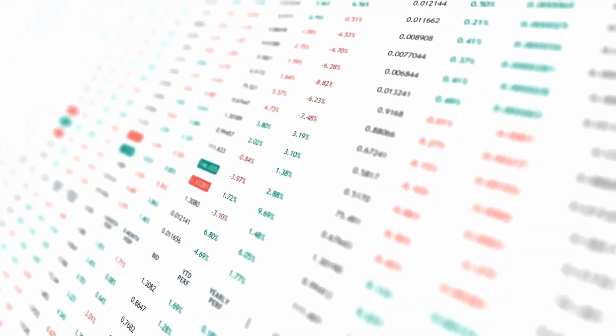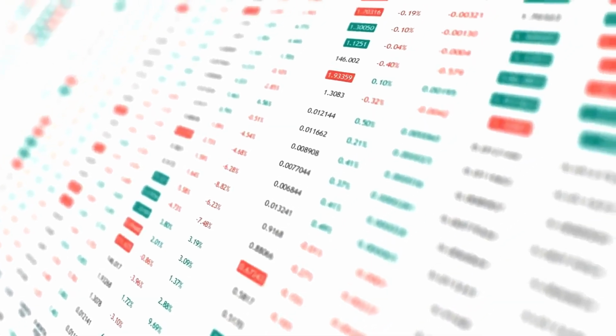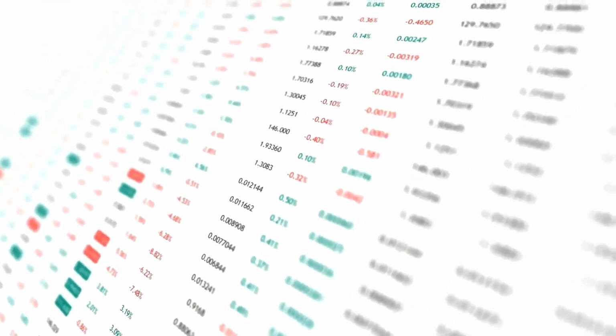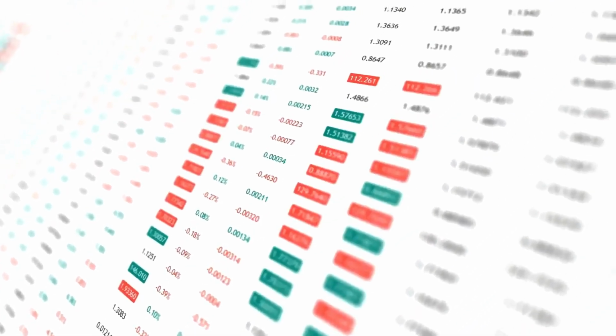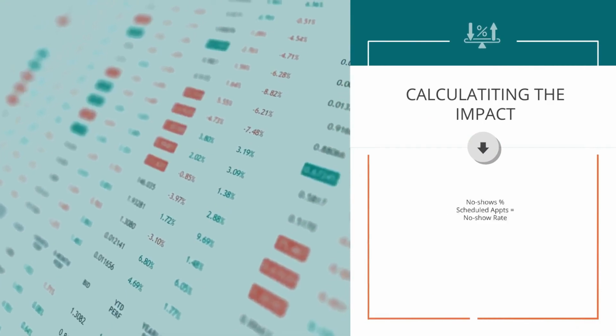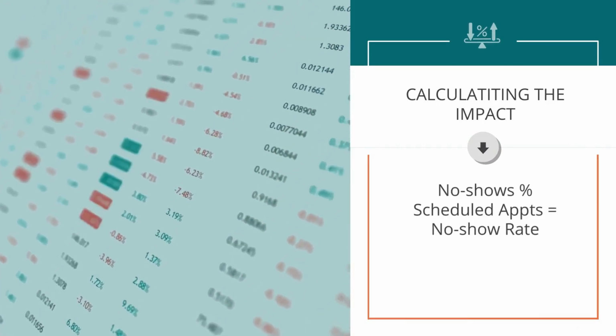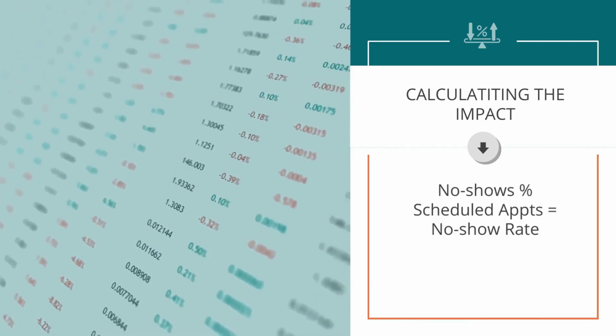Let's begin with what's on everyone's mind. When most organizations think about their no-show rate, they are thinking about the associated revenue loss. You can get a good estimate for that in a few simple steps. First, you need to know your no-show rate. To find your no-show rate, divide your number of weekly no-shows with your number of weekly scheduled appointments.